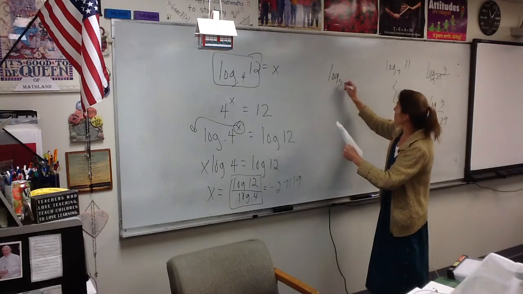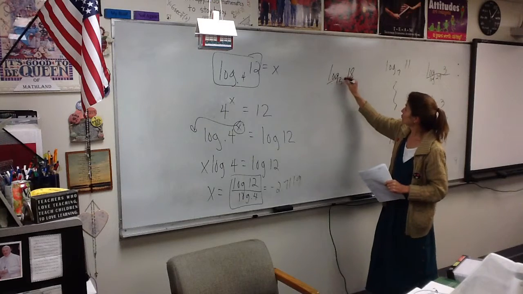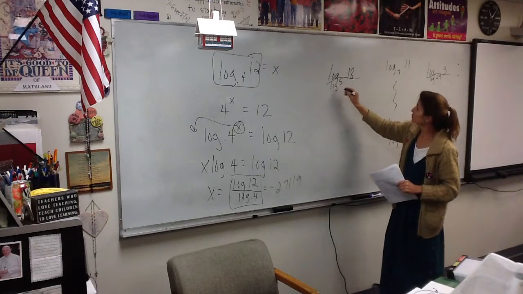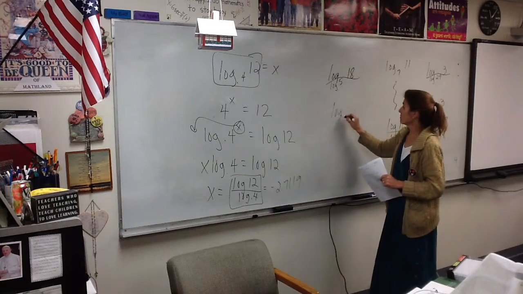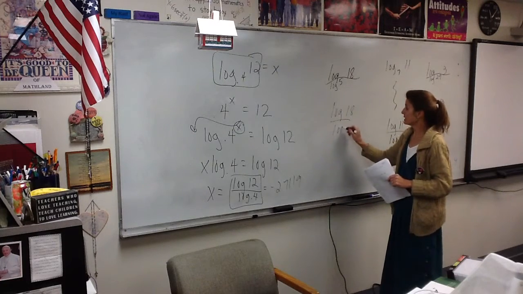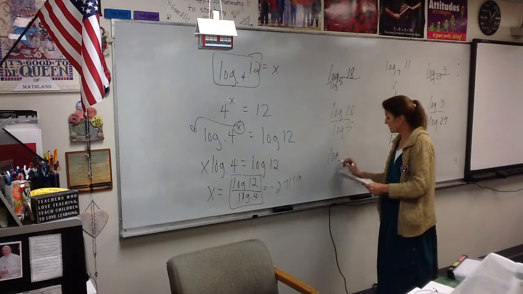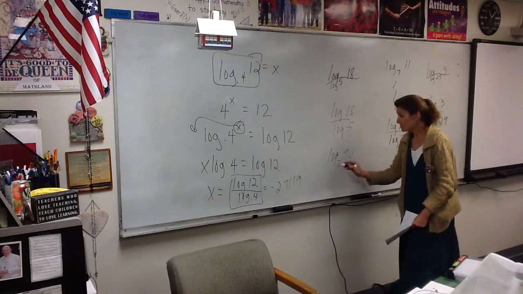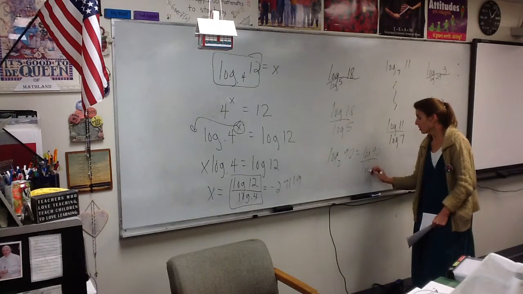So if we're doing the log base 5 of 18, using Jack's idea, we'll just draw a line across there, and we'll do the log of 18 divided by the log of 5. And we'll type that into our calculator and get the answer. And then the next one, which is the log base 2 of 90, we can do the same thing. That will just be the log of 90 divided by the log of 2.